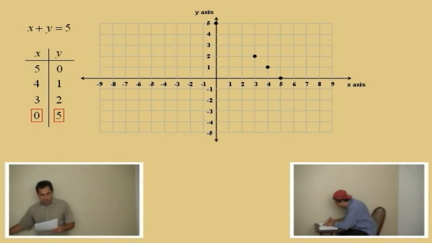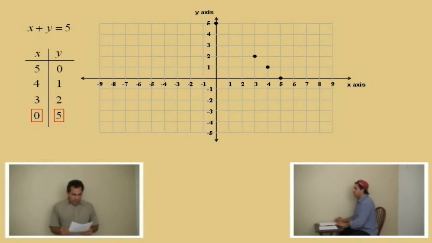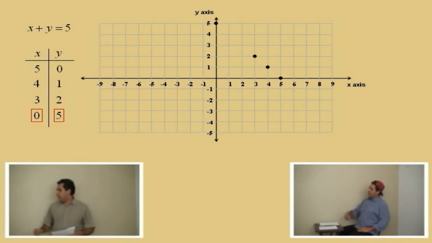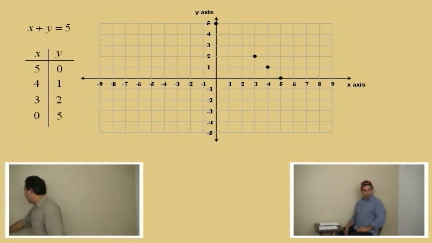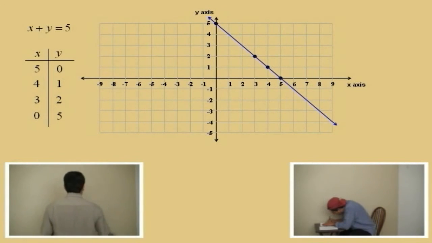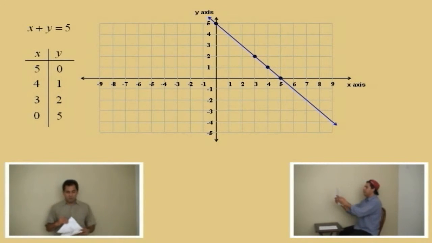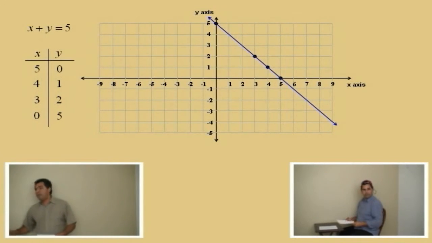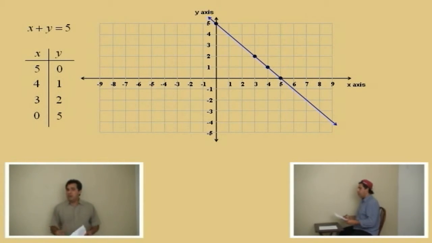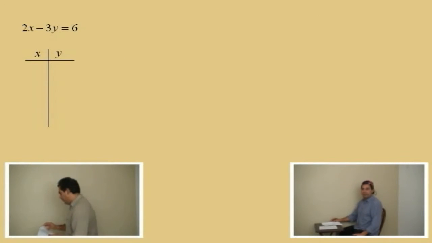Okay, and all we have left to do now is do what, Charlie? Draw the line. Connect the line. That's right. We'll connect all the dots, and we'll go ahead and draw our line. There it is. And we're done with that line. So that one wasn't too bad. So let's step it up a bit and take on a little bit more complicated linear equation.